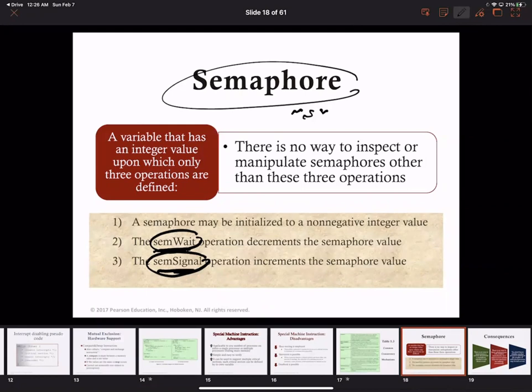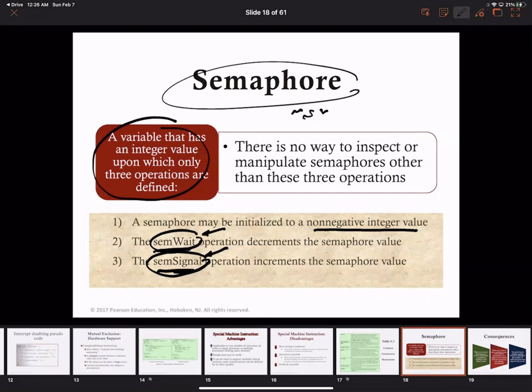To achieve the desired effect, we can look at a semaphore as just a variable. This variable has an integer value upon which only three operations are defined, including semWait and semSignal, and we add the initialization function. A semaphore may be initialized to a non-negative integer value. Then we have the two primitives we discussed before: semSignal means that a process is transmitting a signal, and semWait means a process is receiving a signal.